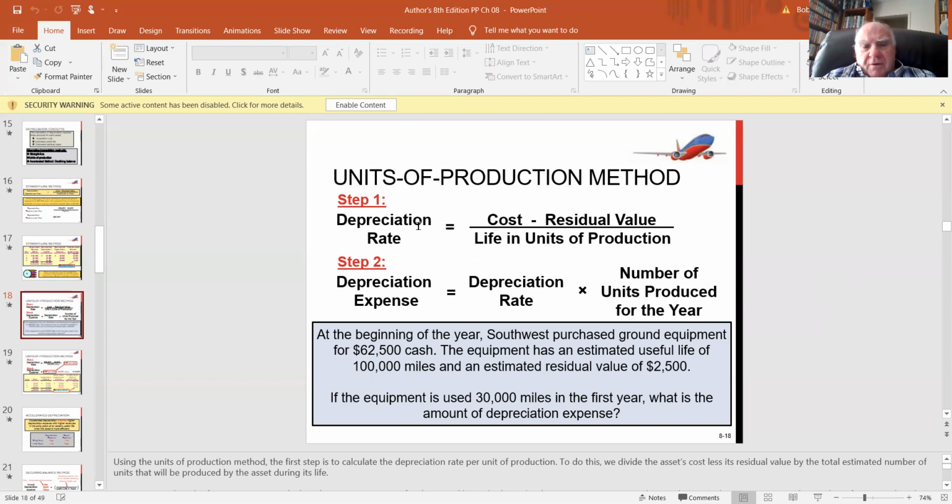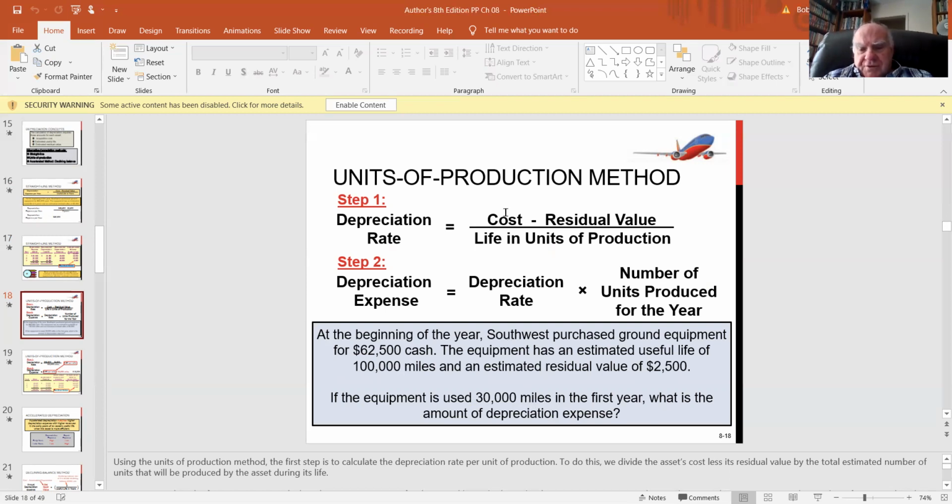So let's see what we have here. We have purchased ground equipment for 62.5, same as before. Estimated useful life of, well, they're not telling us there, but we know it's 3 years, but we don't care. Estimated useful life of 100,000 miles and an estimated scrap value of 2,500. If the equipment is used 30,000 in the first year, what's the amount of depreciation?